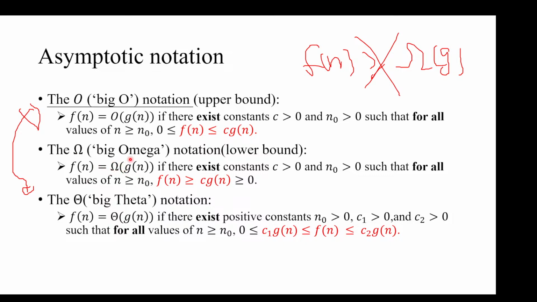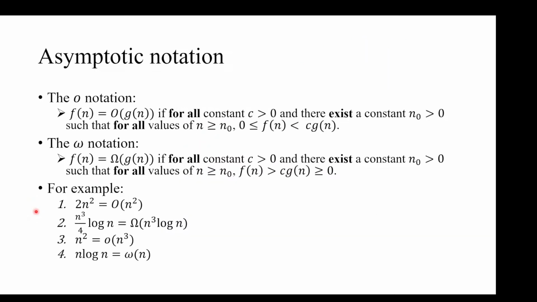Okay, and so those three are the most common asymptotic notation we have: the big O, big omega, and big theta. But sometimes we will see two other ones. And for completeness and for education, let's talk about it.